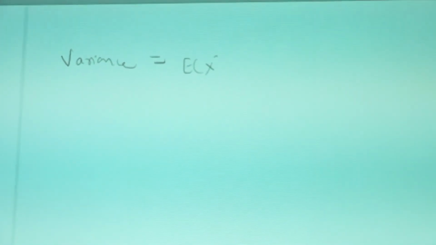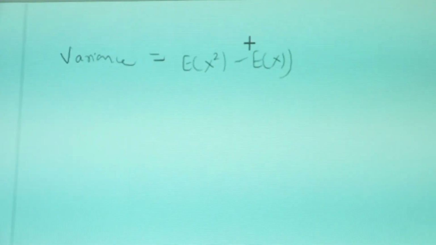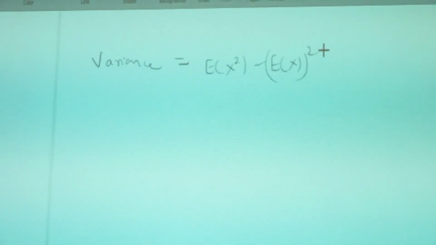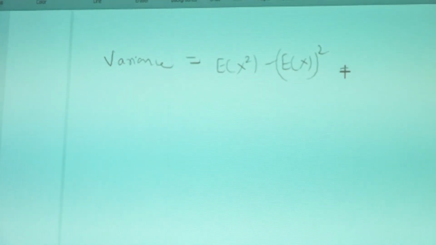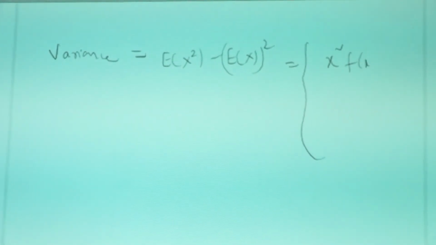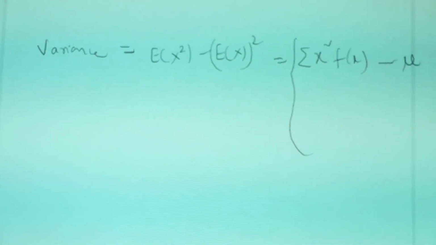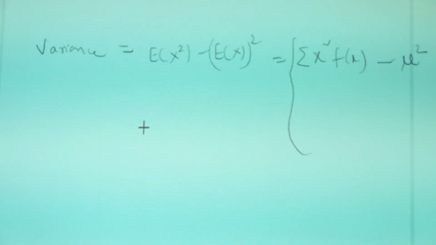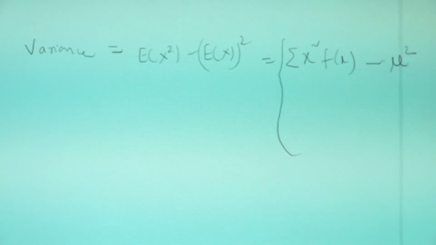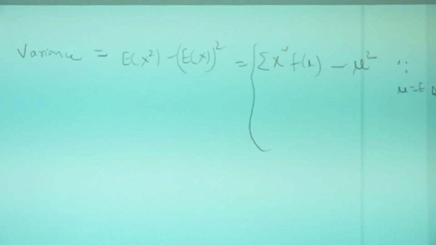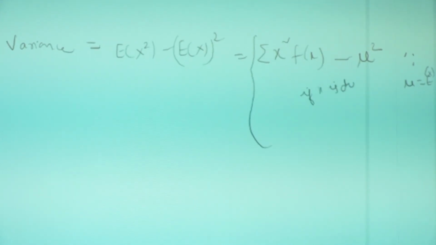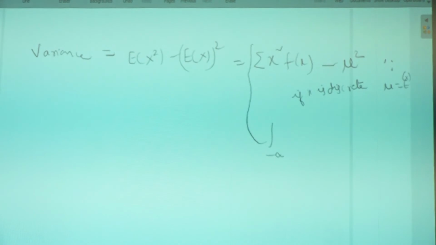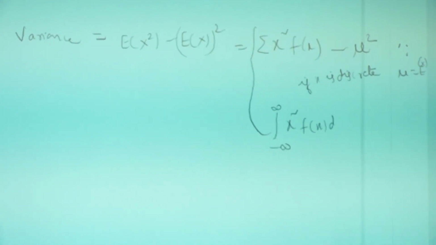Then how to write variance? Variance is given by E of X squared minus E of X whole squared. We wrote E of X, similarly we have to write E of X squared, which is written like this: summation x squared into f of x minus mu squared. In the previous one I wrote E of X, which is nothing but the mean mu, since mu is equal to E of X. This is the case if x is discrete. And for continuous, the integral from minus infinity to infinity of x squared into f of x dx minus mu squared.